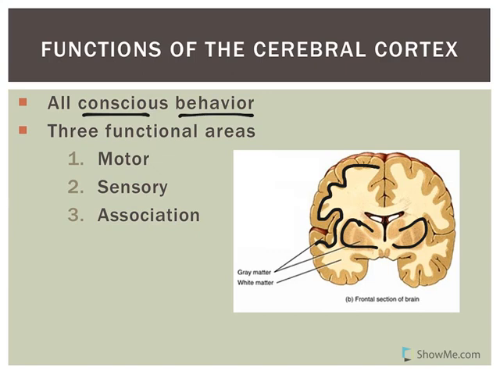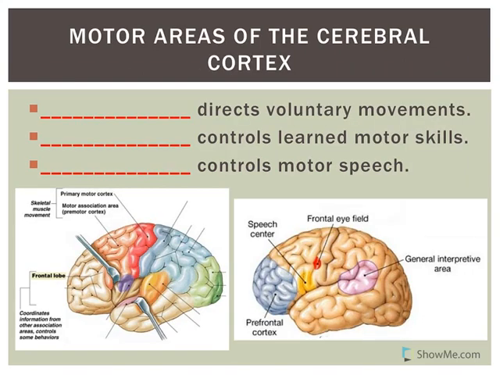Now there are three functional areas. We're going to be looking at motor, we're going to be looking at sensory, but we'll also look at what are referred to as integrative or association areas. So I want to start with the motor areas of the cerebral cortex. All the motor areas of the cerebral cortex are going to be located in that frontal lobe. The first area that we're going to look at is the primary, and I'm just going to abbreviate it like this. That's primary motor cortex.